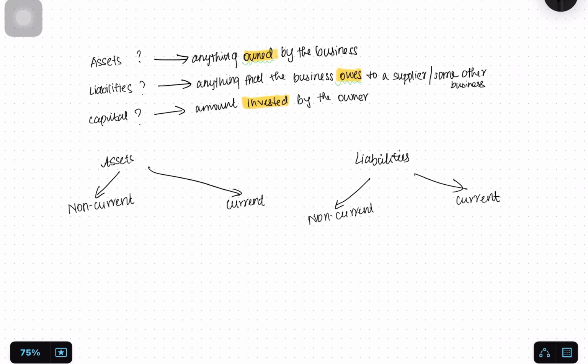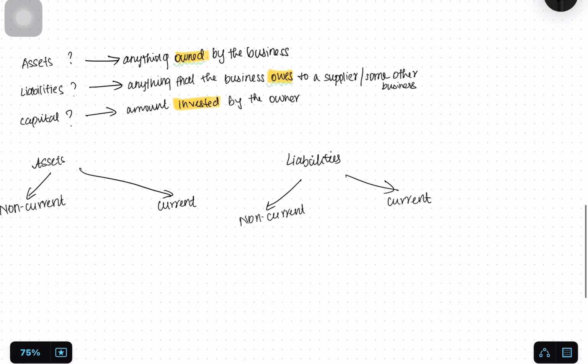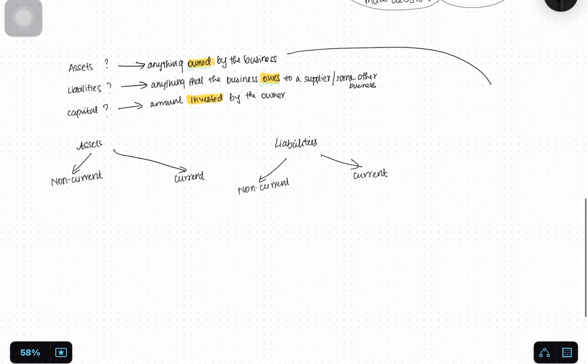Okay, now let's get back to assets. So firstly, let me give you some examples of assets. So these can include machinery, they can include money in bank, it can include cash or inventory. Inventory is nothing but a stock of goods that the business sells.